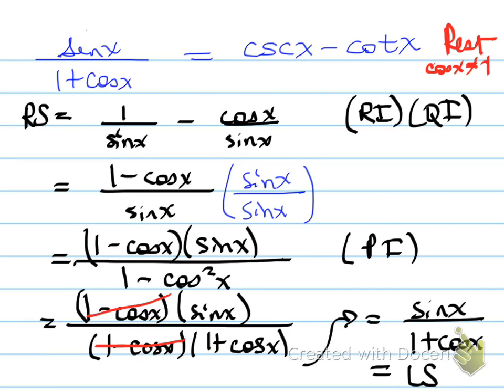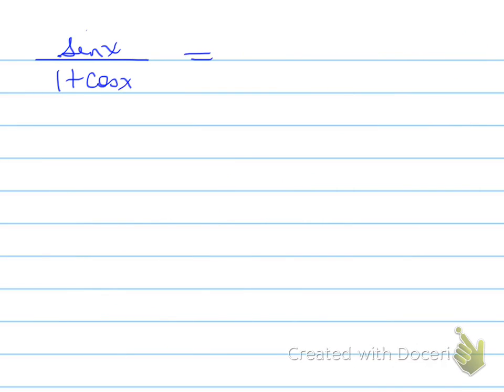What we have here is sine x plus... okay, so here it is. Let's solve this one. Sine x over 1 plus cos x is equal to cosecant x minus cotangent x. So we have to manipulate one side or the other side. Which side do you want to touch? Hopefully you notice that you want to touch the right side so that we can simplify.